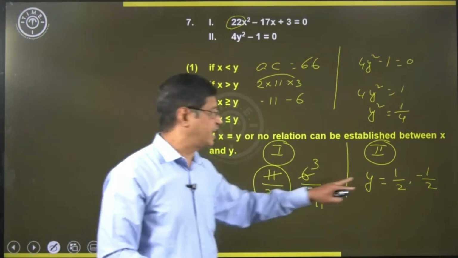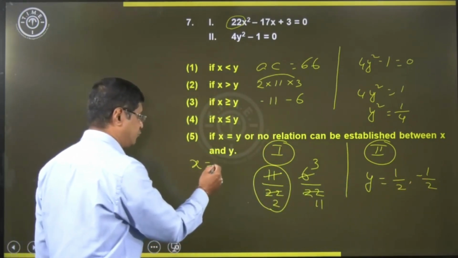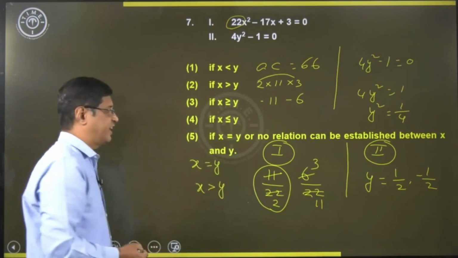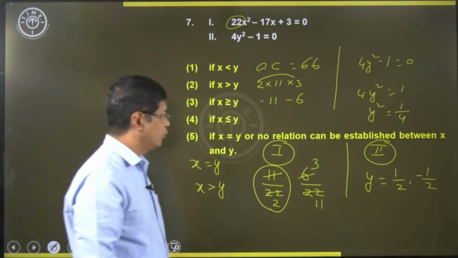1 by 2 is greater than minus 1 by 2. What does it mean? One time the values of x and y are equal, other time x is greater than y. Then look at the next one.